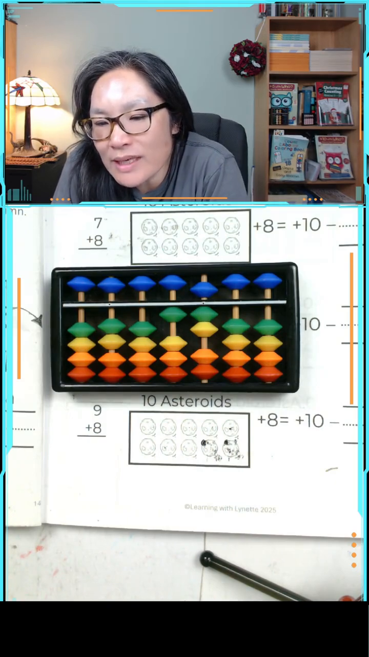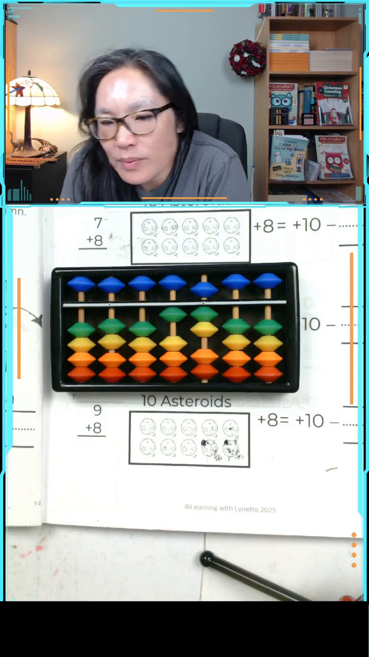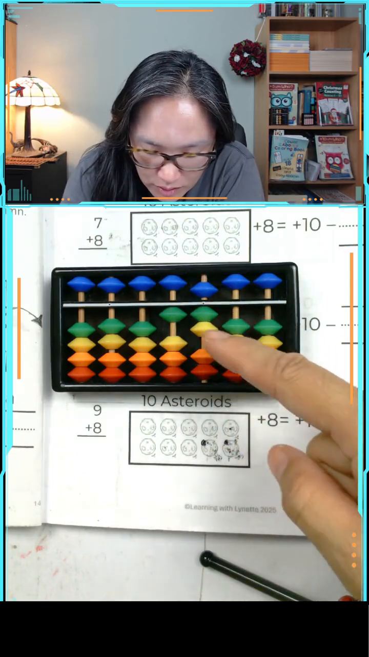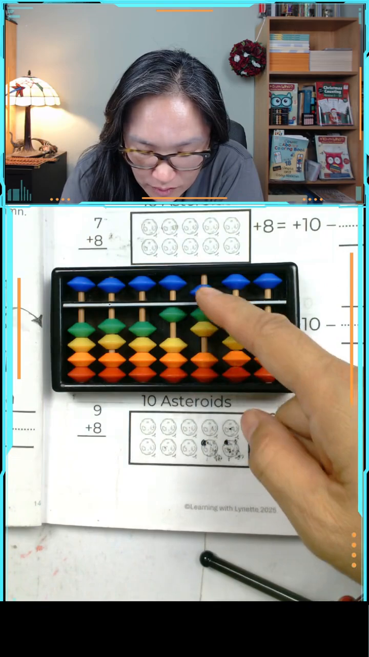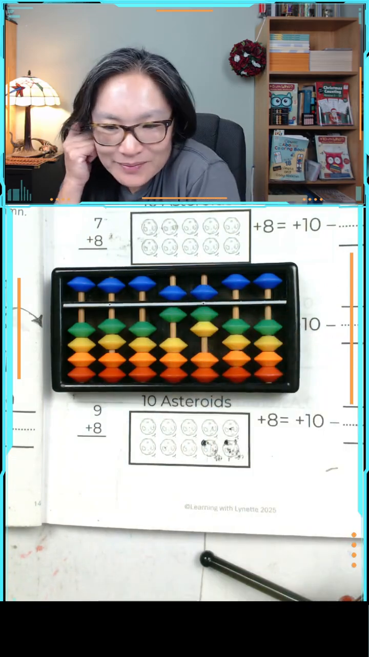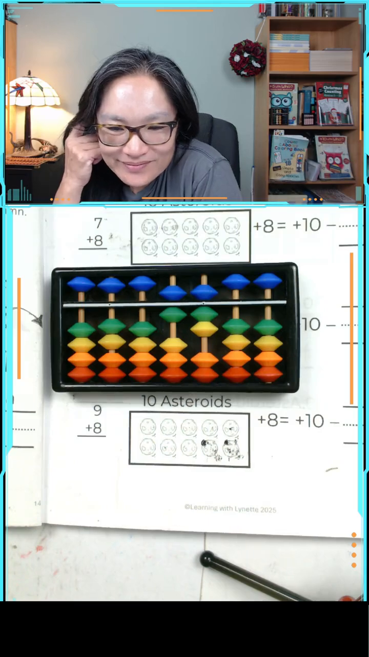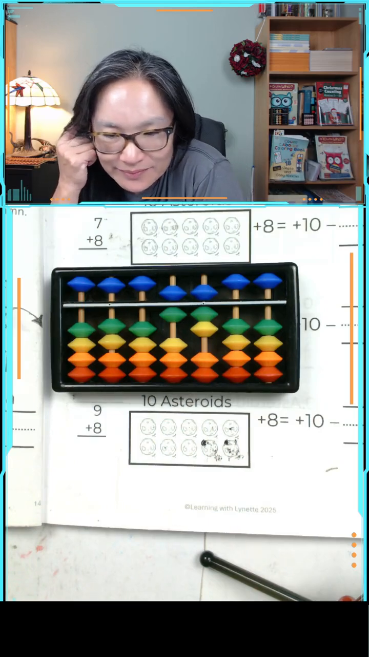If you bring the blue one down, will it be 62? No, it will not be 62. It'd be that. It would be 67.